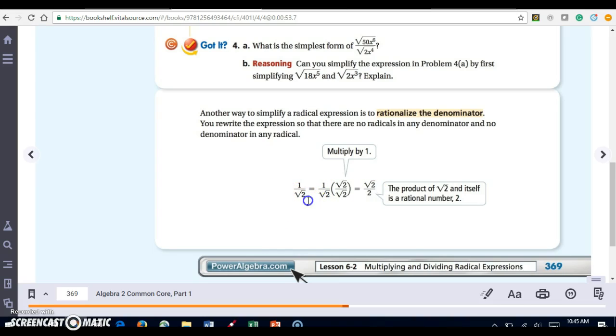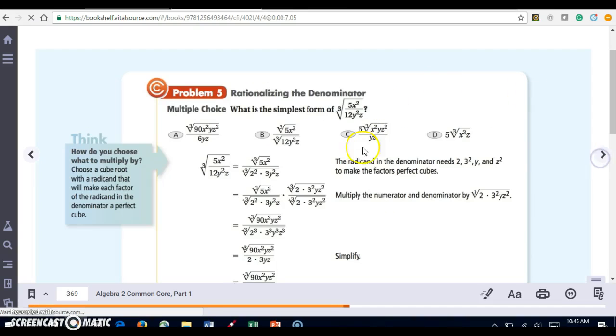We cannot have it. So I'm going to multiply the top and the bottom by the same number, and preferably by a number that's going to get rid of this square root. So the square root of 2 times the square root of 2, I'm just removing the radical and I get 2. So 1 times the square root of 2 is the square root of 2. So let's look at an example.